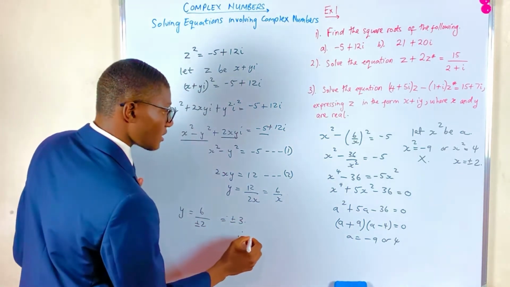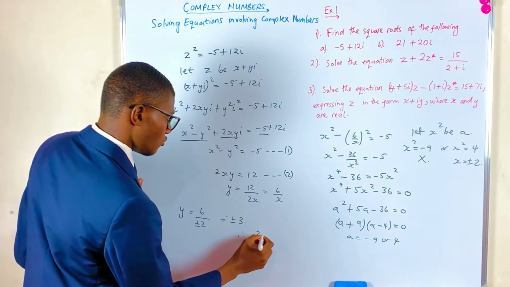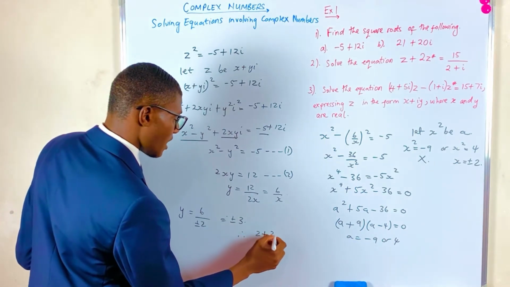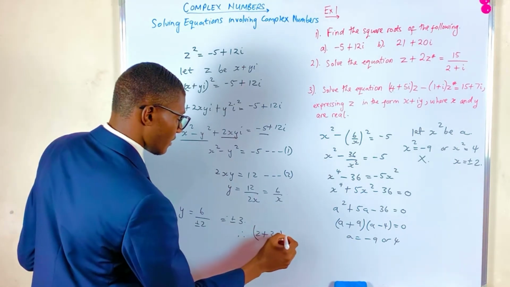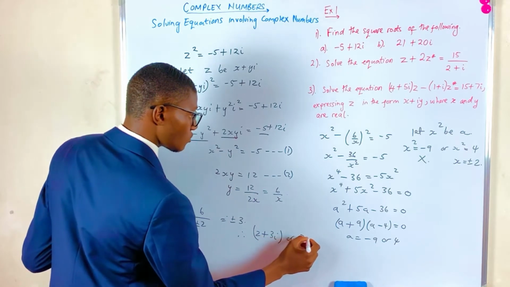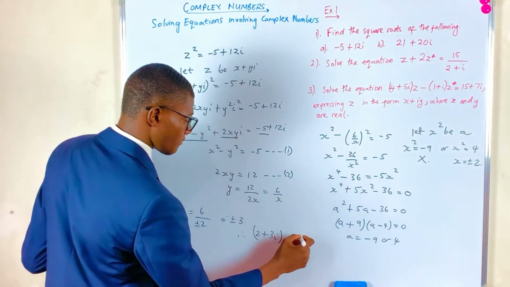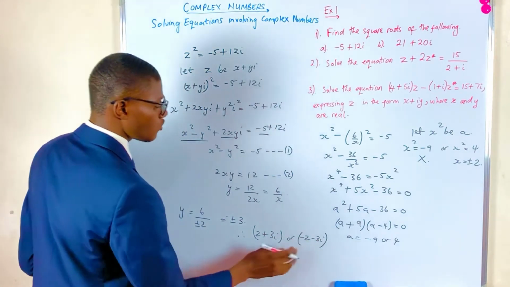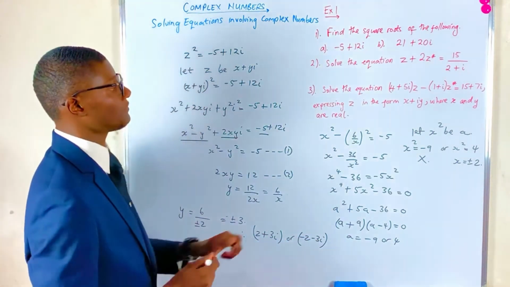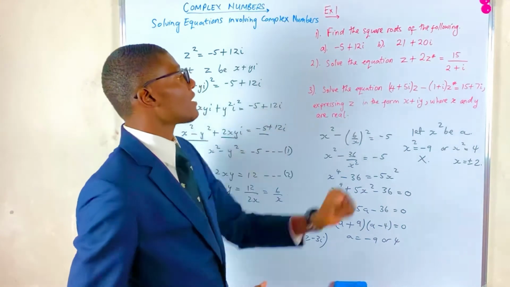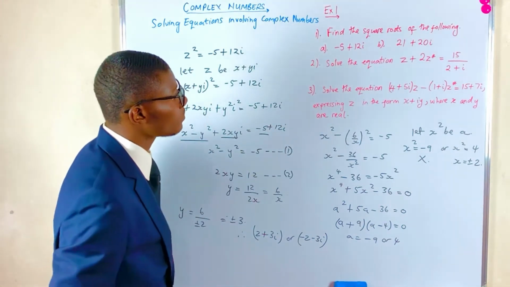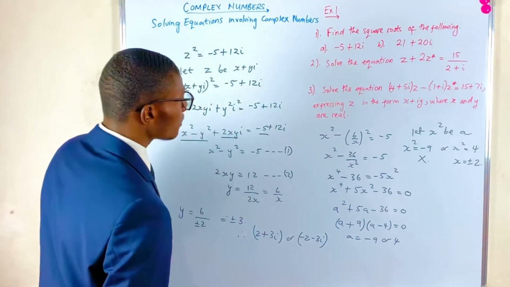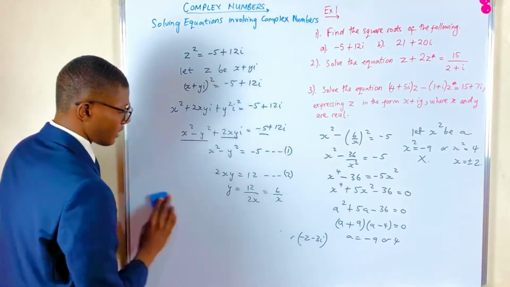So we've got 2 plus 3i, right, or minus 2 minus 3i. So these are the two square roots of minus 5 plus 12i. And now I would like to look at part B, right?